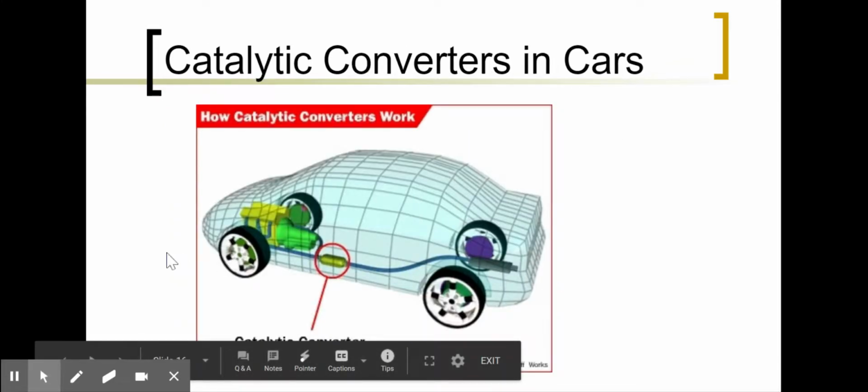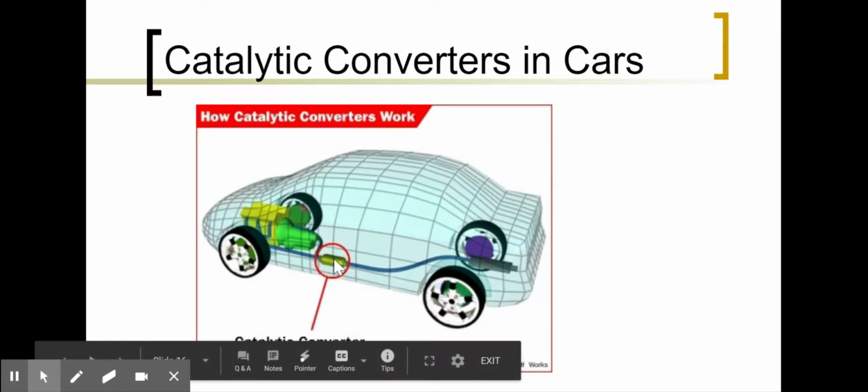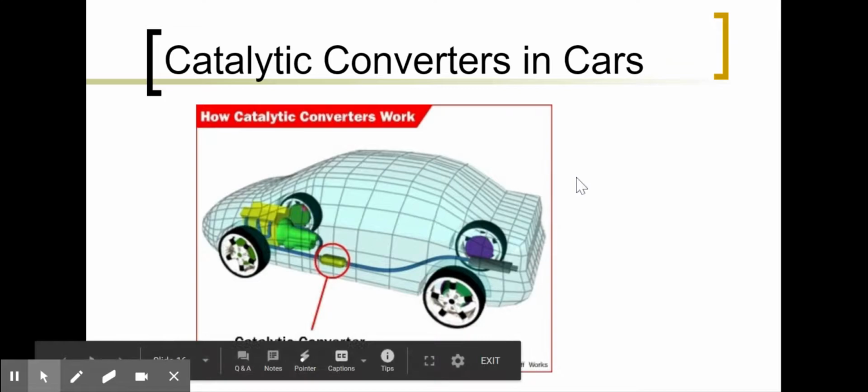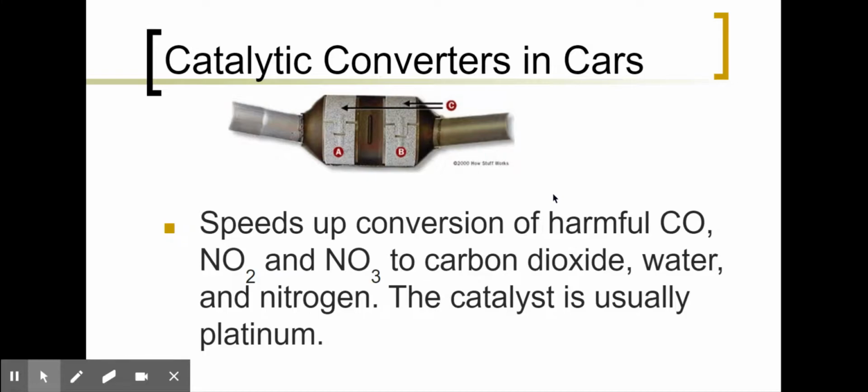Catalytic converters are in cars and they speed up the conversion of harmful gases from the engine at this spot to less harmful gases that hit the exhaust. All new cars have catalytic converters in them. They've been putting these in cars since the 70s when air pollution was really bad coming out of cars. You'd see black smoke. So they put those catalytic converters in there to fix that.